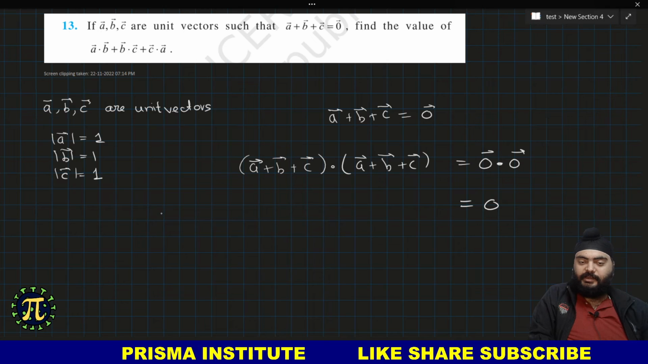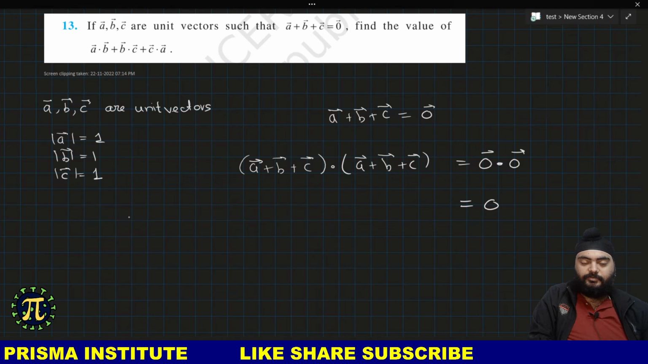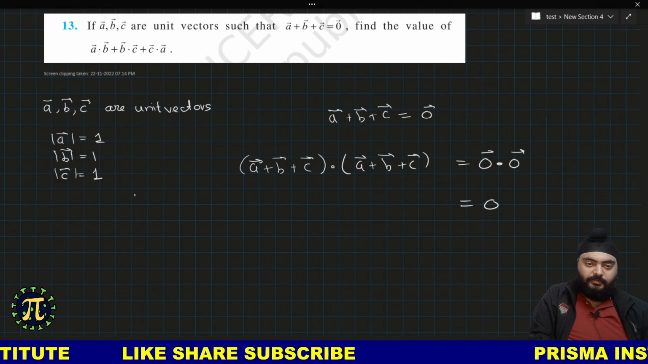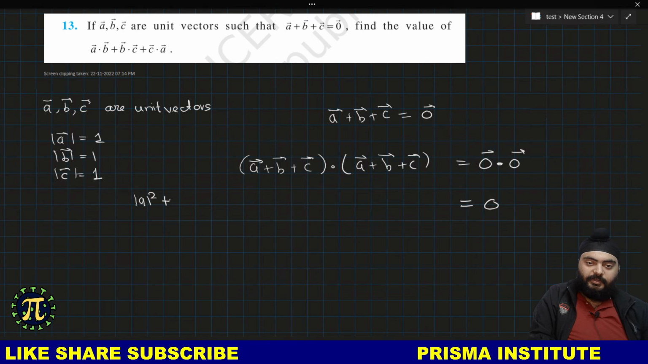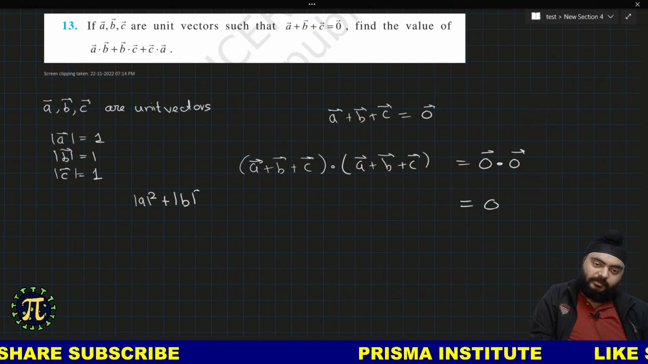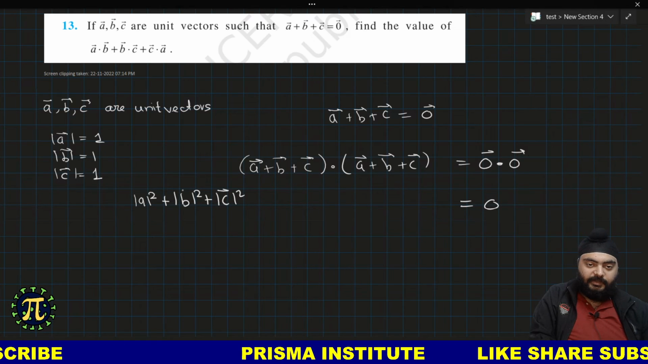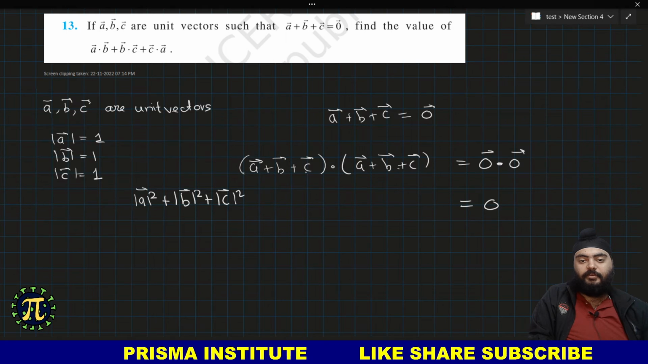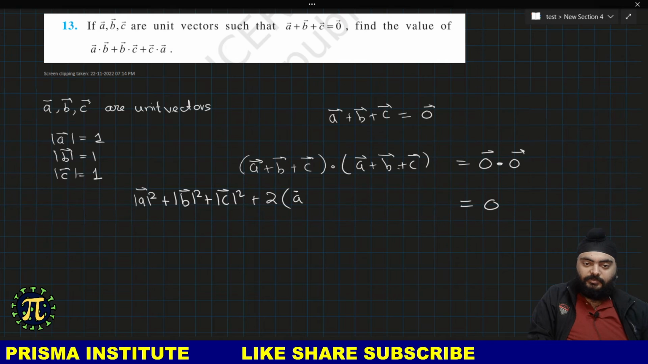So you will have 9 terms, but hopefully you will be able to condense them to 6 terms. You will get terms like a dot a, from which you will get mod a square, right? b dot b will give you mod b square, c dot c will give you mod c square. And a dot b you will get, and b dot a also, and this will become twice of a dot b, right? Okay, twice of a dot b.